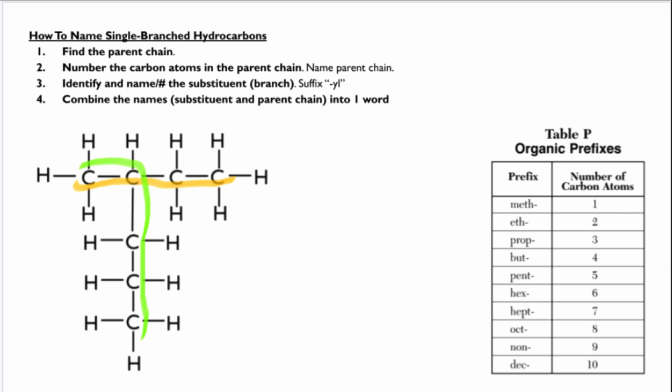But, and this is tricky, there's actually one other way I could have counted. I could actually start from the right, go over 1, 2, 3, 4, 5, 6. And it turns out that 6 carbon chain is my longest possible chain here. So this is actually a 6 carbon parent chain. Definitely a more challenging way to look at it. So I've got my 6 carbon parent chain here.